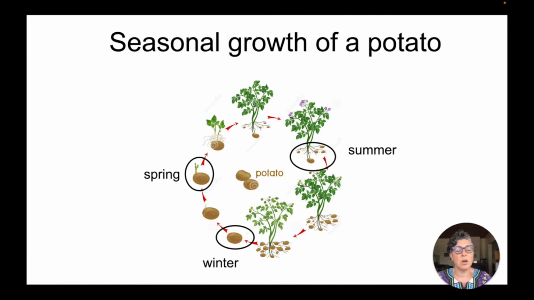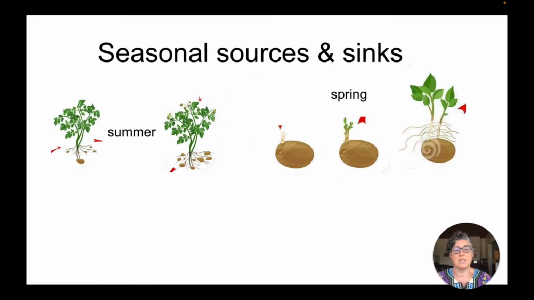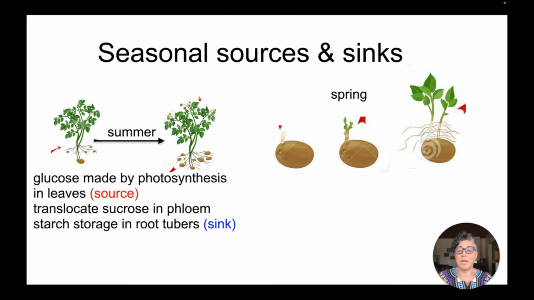Now let's talk about how this relates to sources and sinks. In the summertime, when the plant is doing lots of photosynthesis, therefore storing lots of carbohydrates, glucose is made by photosynthesis in the leaves. So in this case, the leaves will be our source. Sucrose gets translocated in the phloem, and starch is going to be stored in the root or stem tubers, depending on the type of potato plant. That storage area is going to be the sink. So the leaves are the source, and in this case, the root tubers are the sink.